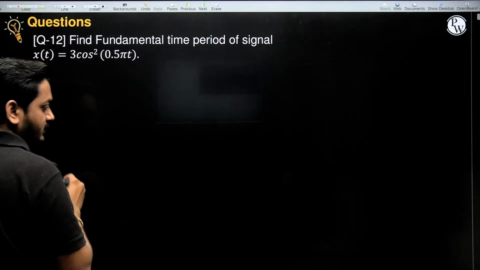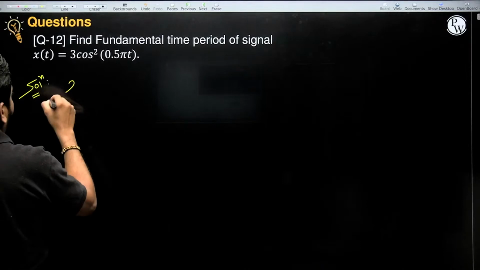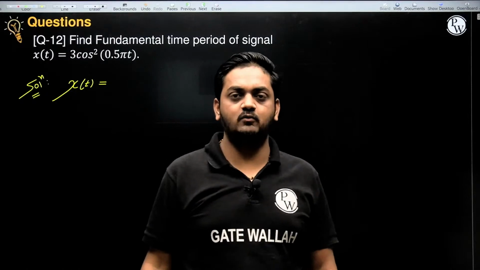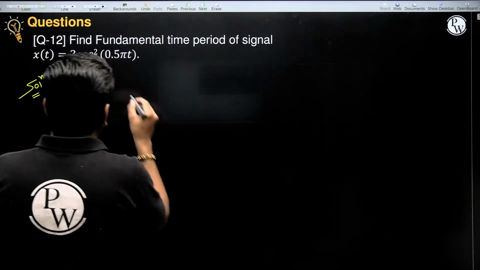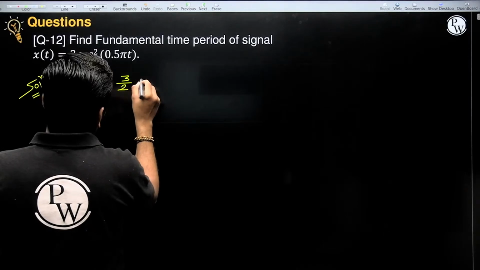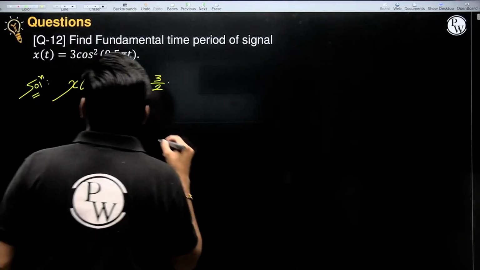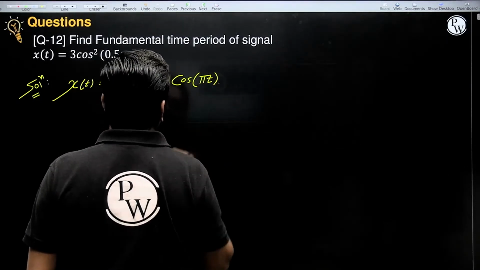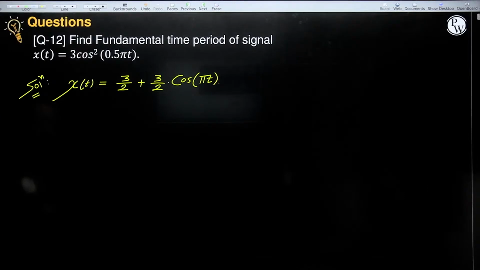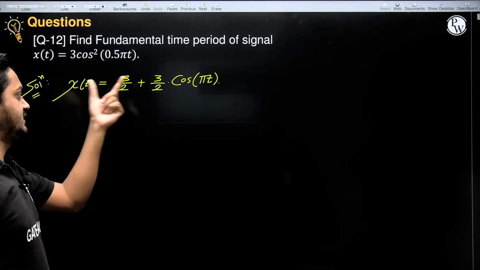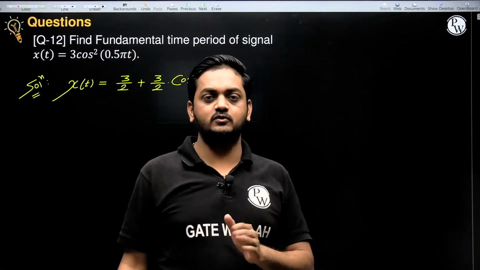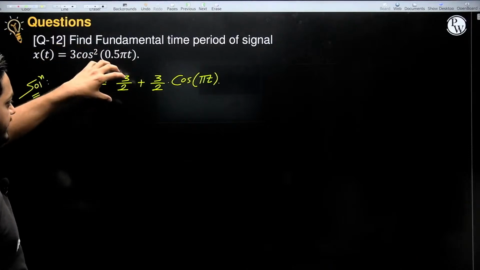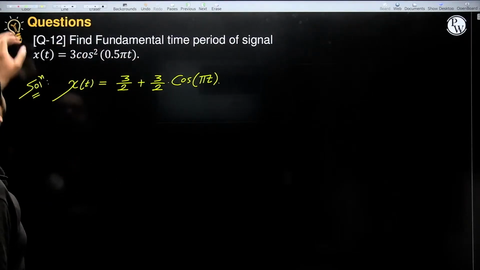As you can see here, x of t is equal to cos square theta, which is equal to (1 plus cos 2 theta) divided by 2. So it will be 3 by 2 plus 3 by 2 cos(pi t), correct? Now see, this is DC and this is AC. If you add DC to a periodic signal, there is no change in its periodicity. So additional DC cannot change the fundamental time period of the given signal.